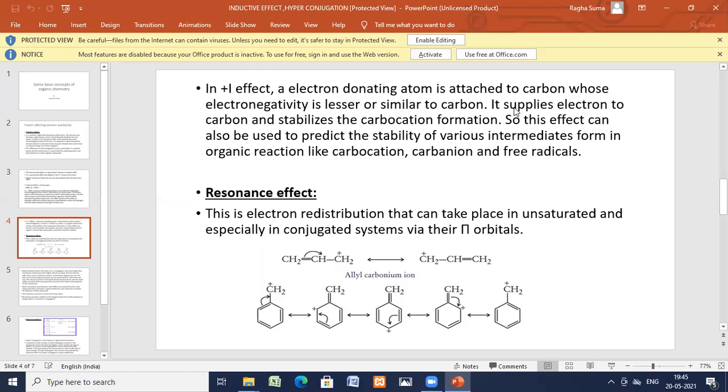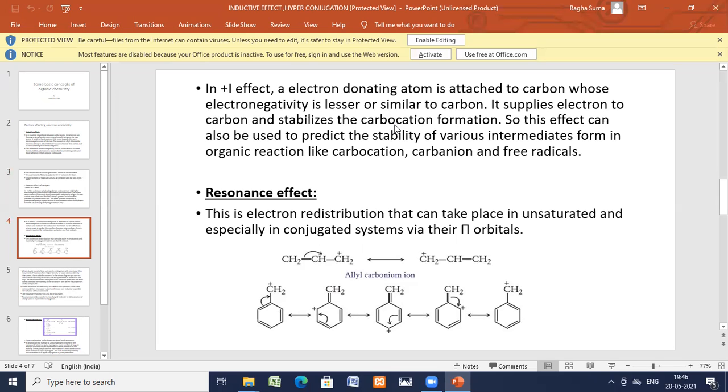It donates, it supplies electrons to the carbon. It stabilizes the carbocation formation. See, carbocation means the carbon is having a positive charge. This carbocation gets stabilized by accepting the electrons. So the donating group gives the electrons and the carbocation gets stabilized.